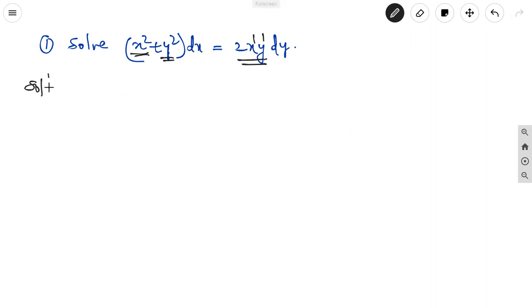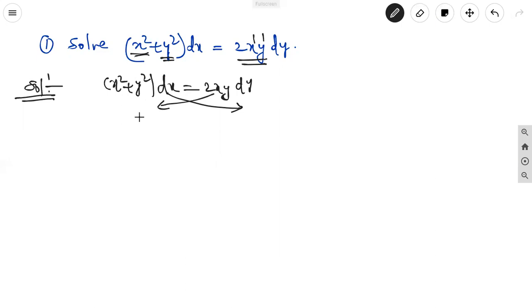Here, to check the homogeneity, first we write the given equation in the form of dy by dx. So first write x square plus y square into dx equal to 2xy dy. Taking dx to the other side and 2xy to the other side, we can express it in the form dy by dx is equal to x square plus y square by 2xy. This is equal to the function f of x comma y.